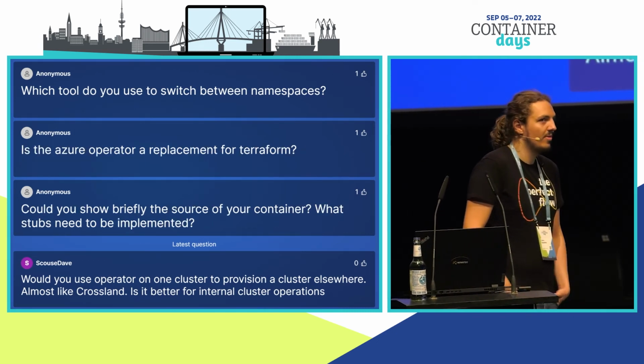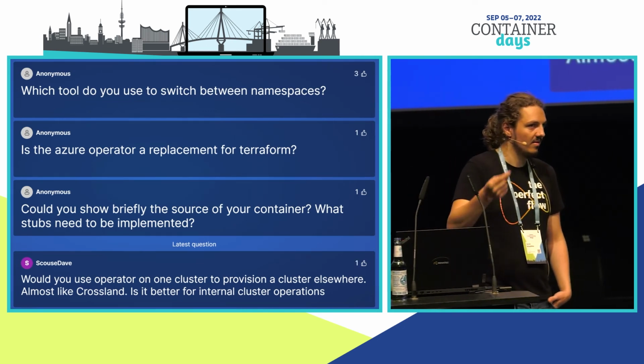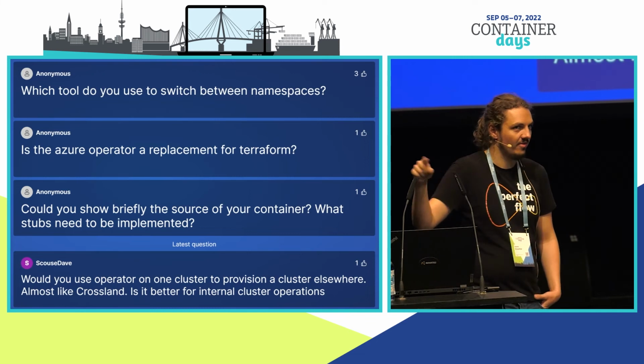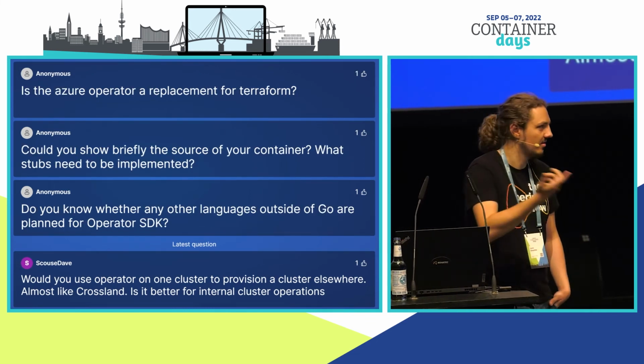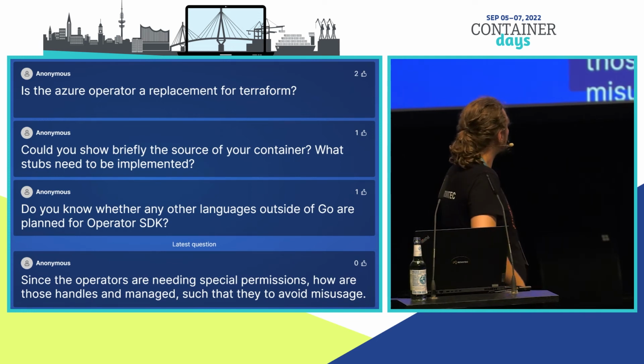It's a krew plugin for kubectl called kns, and it integrates with fuzzy finding, fzf, and then this gives namespace changing. Okay, what else do we have?